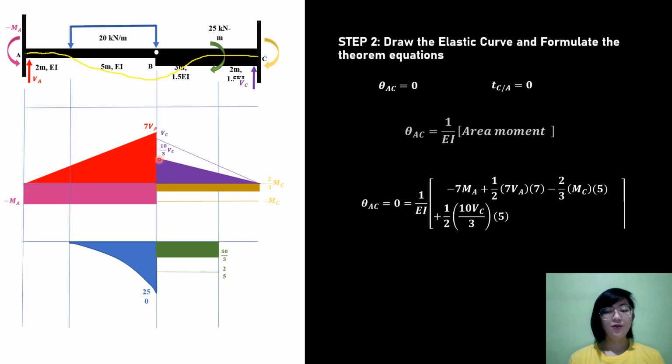Next is this one, yung triangle din. So, 1/2 times 10 over 3 VC times 5, yung distance niya, kasi 3 plus 2, so 5. Next is this one, itong rectangle na to. So, 50 over 3 times 3, negative 50 over 3 times 3, kasi nasa baba siya. And lastly, this diagram. So, mukha siyang triangle. But the formula is almost the same. 1 over 1 plus n times base times height siya.